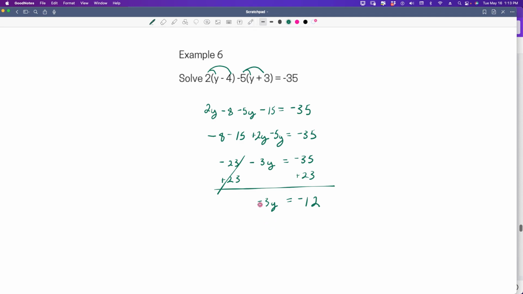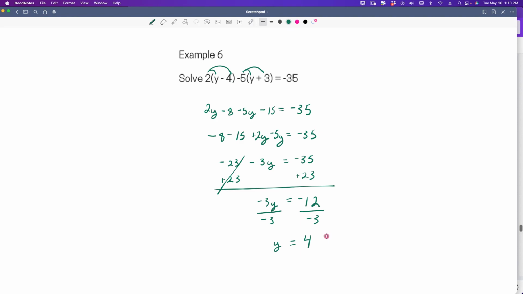And now I have a negative 3 times y. So I want to divide by a negative 3 on both sides. A negative and negative make a positive 1. So 1y is equal to negative 12 divided by negative 3. The signs are the same. So it's going to be a positive answer. So now I just have to look at the numbers. 12 divided by 3 is 4. So y is equal to 4.